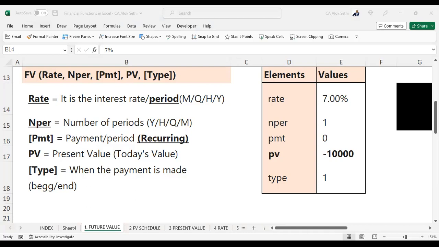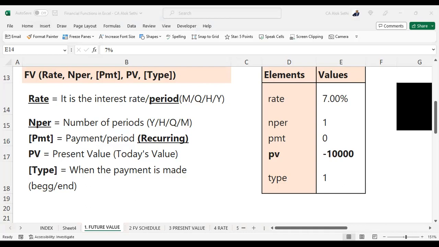करेक्ट. तो जब वन टाइम की बात करेंगे तो हमेशा PMT क्या हो जाएगा? Can anyone answer in the chat box? मतलब इन्वेस्टमेंट इज वन टाइम, what will be the PMT? Shrestha has answered correctly, 0. PMT will be 0 whenever you are investing for one time only. Correct.